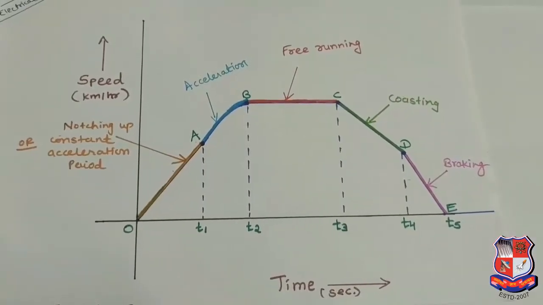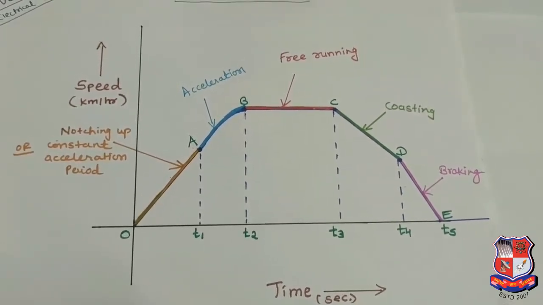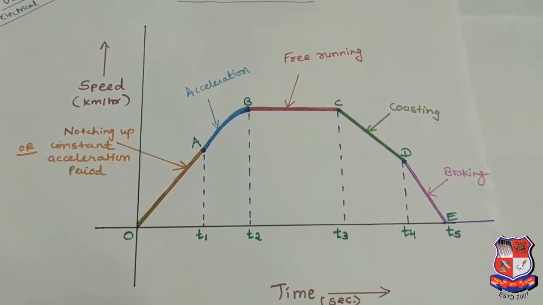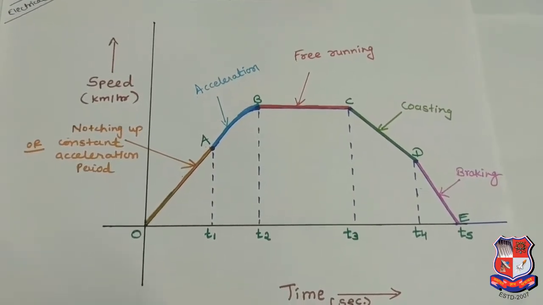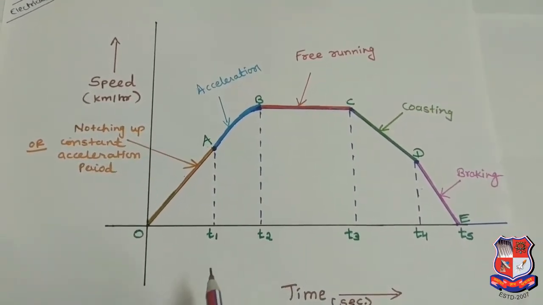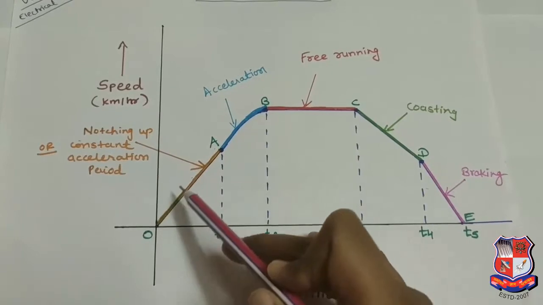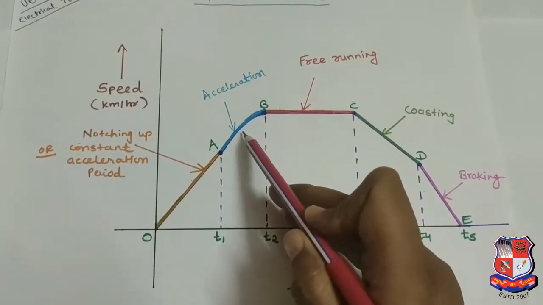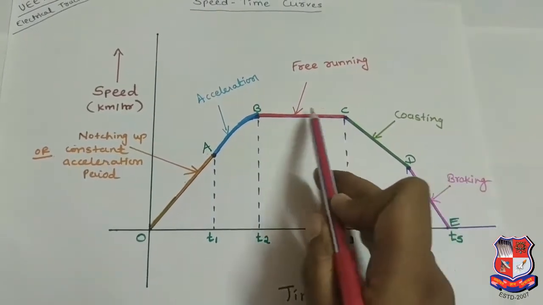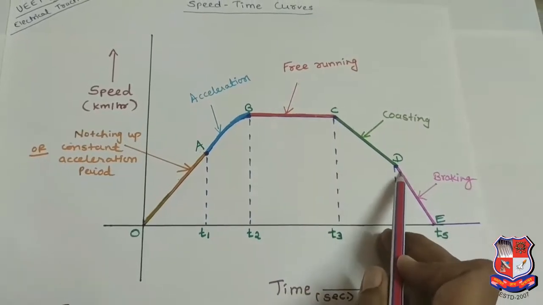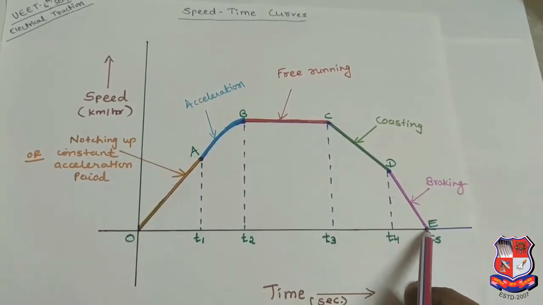So first we discuss the generalized speed time curve, then we discuss the trapezoidal curve for main line services and the quadrilateral curve for urban and suburban services. This is the generalized speed time curve. Suppose the train starts from one station, that is O, then it accelerates for some time, then it reaches the maximum speed, that is B, then from B to C it continues to run, then it retards and finally it brakes and stops at the other station.